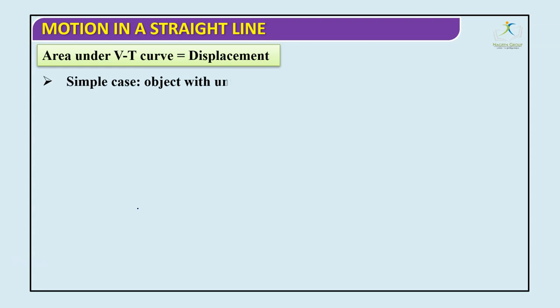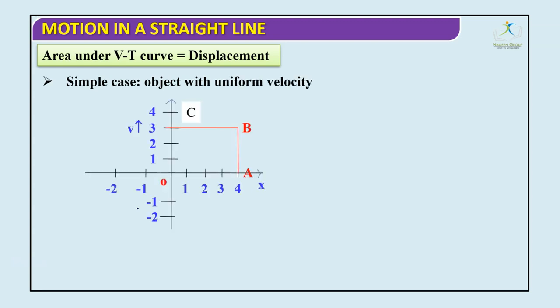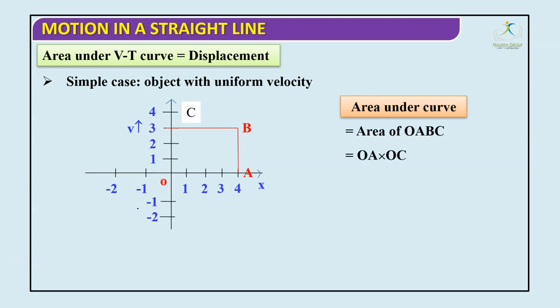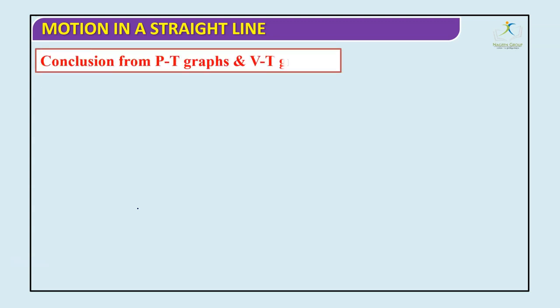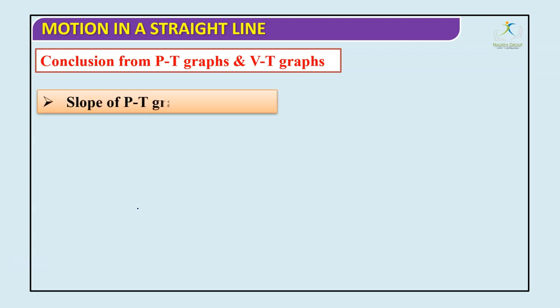Area under the v-t curve is equal to displacement. Simple case, an object with uniform velocity. The area under the curve gives the area OABC, which is OA into OC. After solving, we get time into velocity, which is displacement.